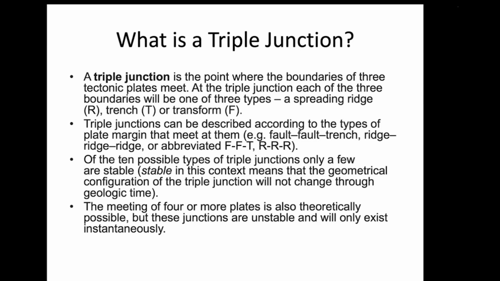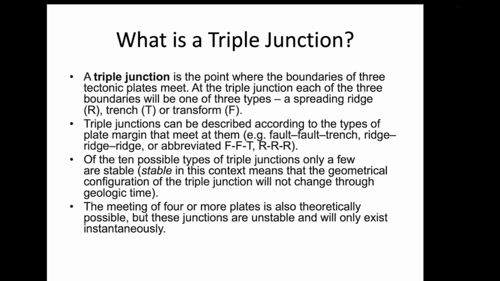At the triple junction, each of the three boundaries will be one of three types: a spreading ridge, R, a trench or subduction plate margin, T, or a transform, F. Sometimes we get confused. T is trench and F is transform, but that's what it is, RTF. So triple junctions can be described according to the types of plate margin that meet at them. For example, FFT, RRR. That's what I wrote there, fault, trench, that should be transform, trench.